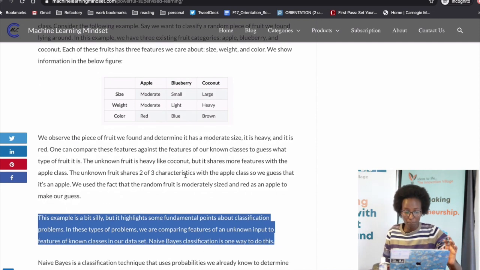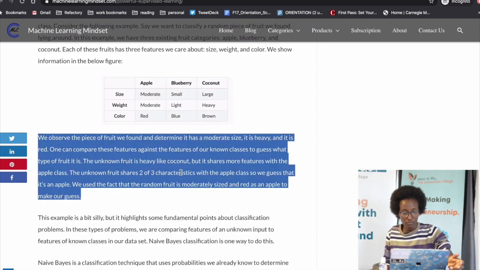And we've said that this particular fruit was red and moderately sized, but it was heavy like a coconut. So our random guess was going to be that this fruit is probably an apple, because it shares 2 out of 3 of the characteristics with an apple than it shares with a coconut.